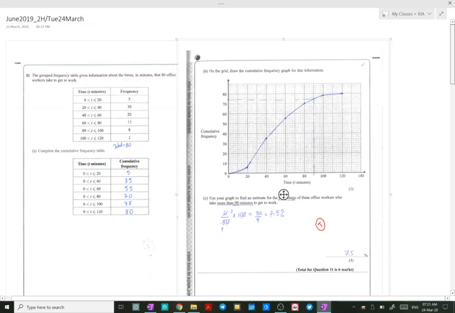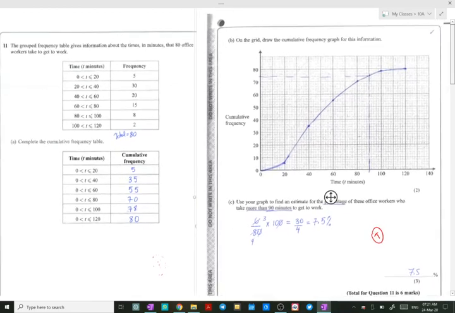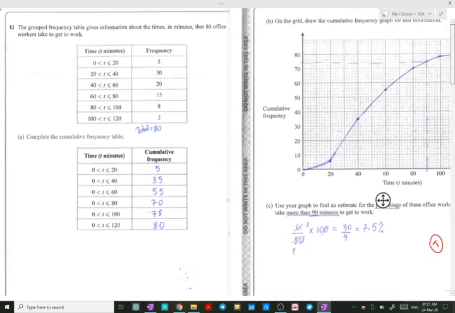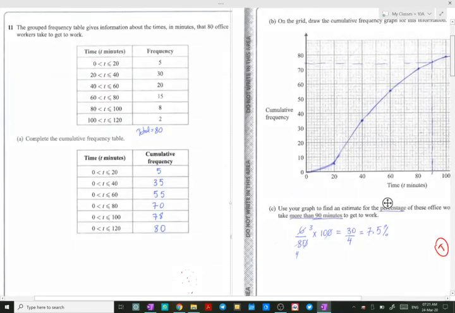Number 11, taken from the paper GCSE 9 to 1, June 2019, 2H. The grouped frequency table gives information about the times in minutes that 80 office workers take to get to work. So this is the table that they gave us, and the total number of workers is 80. Complete the cumulative frequency table.